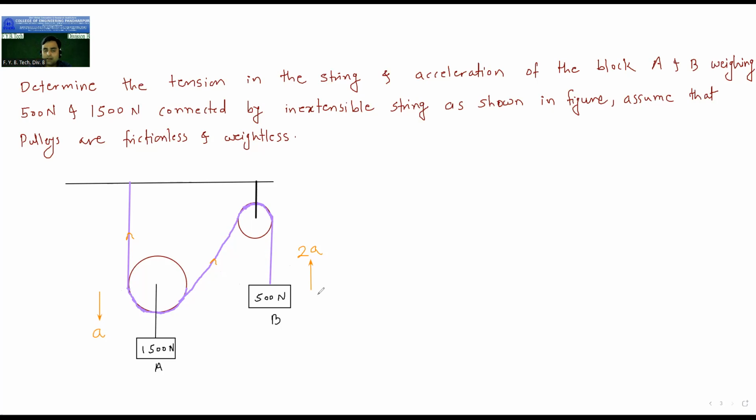Acceleration A नी जर खाली आलं ना तर हे 2A नी वर जाईल. हे जर velocity V नी खाली आली तर हे 2V नी वर जाणार. हे जर S एवढ्या डिस्प्लेसमेंट नी खाली आलं तर हे 2S नी वर जाणार. ओके, म्हणजे आतापर्यंत आपण काय बघत होतो की हे जर A एवढ्या acceleration नी खाली आलं तर हे पण A एवढ्या acceleration नीच वर जाणार.